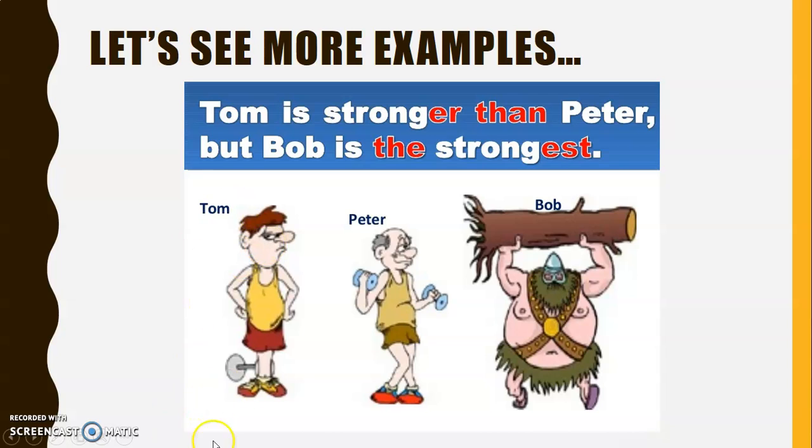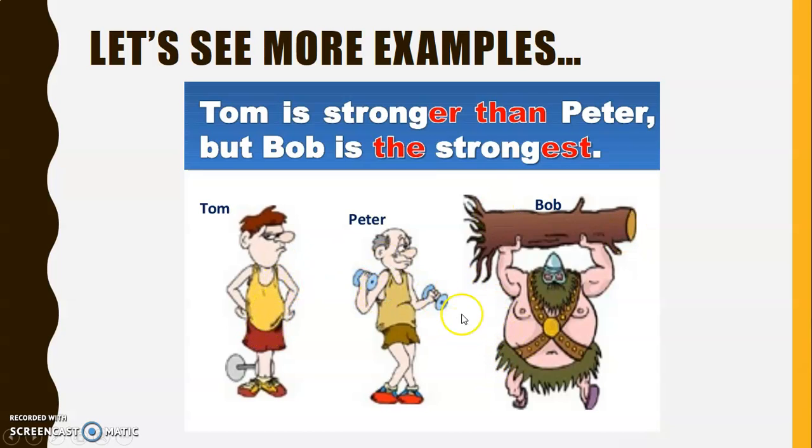Look at Tom. He doesn't like exercise. Look at Peter. He likes exercise a bit more. But Bob is very strong. So we can say that Tom is stronger than Peter. Look at that. But Bob is the strongest.